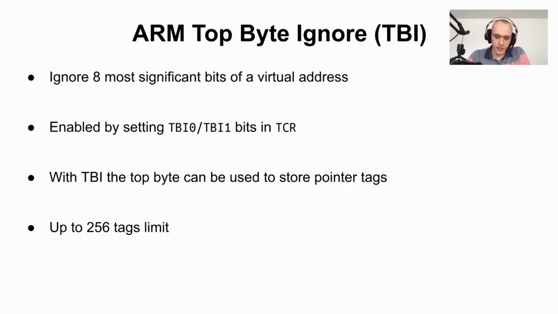And since the top byte of any pointer is going to be ignored, we can store any value in the top byte, right? This way we can store the tag that's assigned to the pointer in the top byte. Of course, the limit here, since we can only use 1 byte, is that we have 8 bits per tag, so we can only use 256 different tag values.